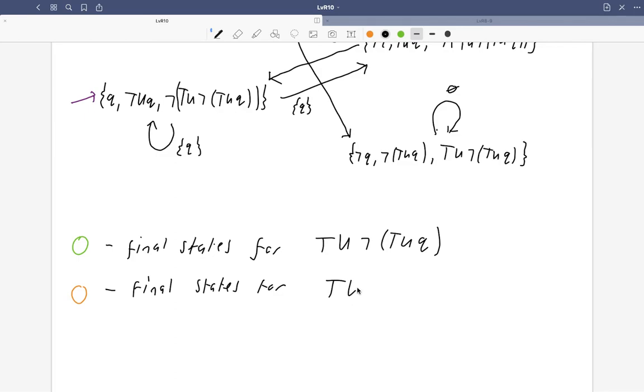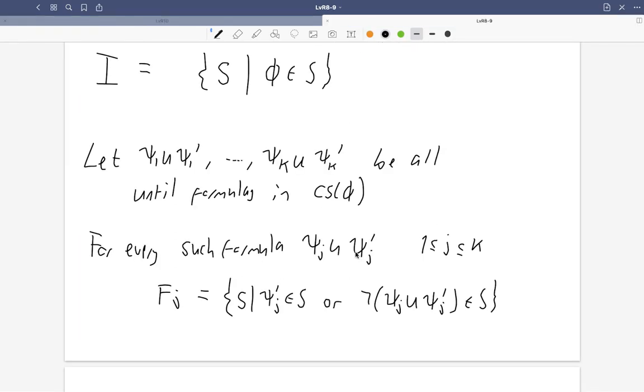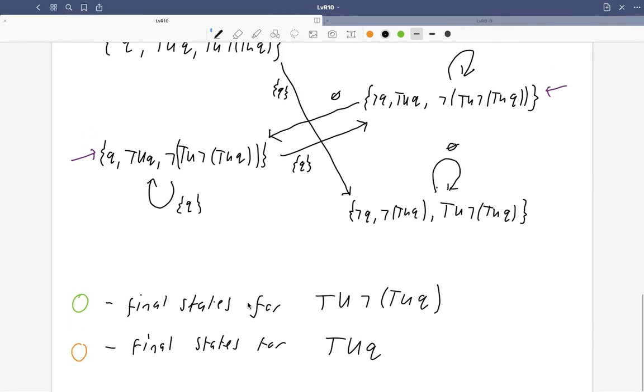for true until Q. So we're going to have two sets of final states, and for any formula of the form psi until psi prime, the final states for that formula are all those that contain psi prime or the negation of the whole until itself. Okay, so if we go back to here, our green states are going to be all those that contain the right-hand formula, the psi prime, or the negation of this big until.